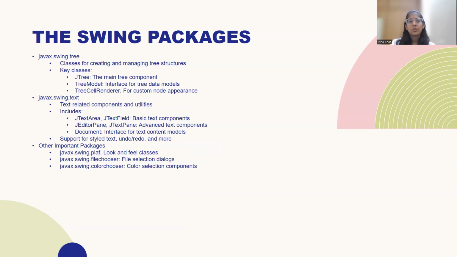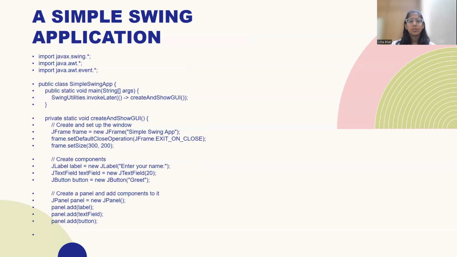javax.swing.tree was used for creating and managing tree structures. The classes in this were JTree, TreeModel, TreeCellRenderer, etc. javax.swing.text has text-related components and utilities. This included JTextArea, JEditorPane, etc. Other important packages included javax.swing.plaf, javax.swing.filechooser, javax.swing.colorchooser, etc. Here we see a simple Java application which is showing us how to add labels, buttons, text fields, etc. onto a simple GUI interface.